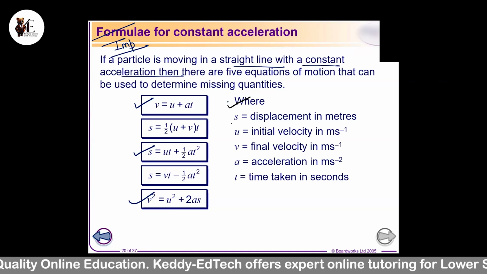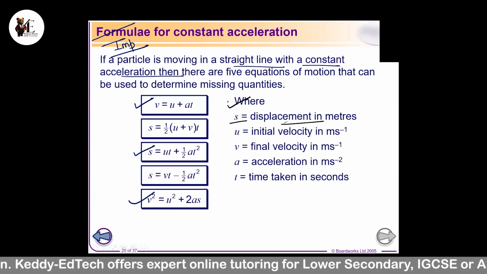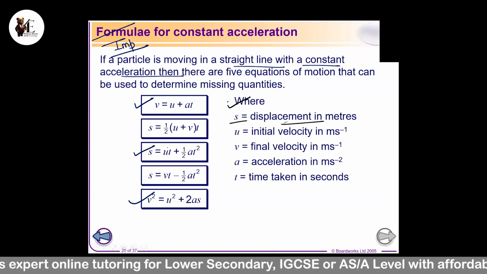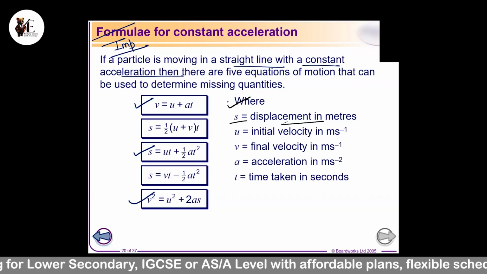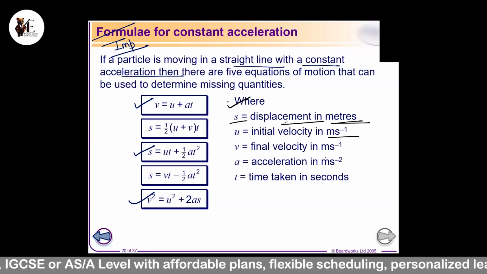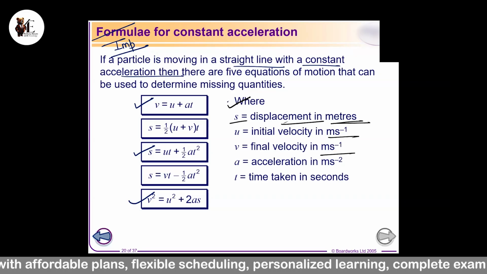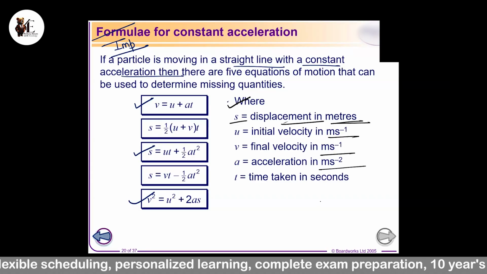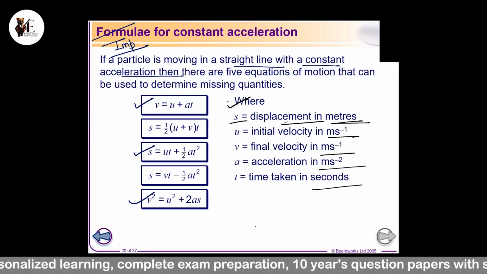So, in these equations, S is the displacement. Either it can be height or the distance, right? U is the initial velocity of the body, V is the final velocity, A is your acceleration, and T is your time period. Also, their SI units are listed. Meters for displacement, meter per second for velocities, meter per second square for acceleration, and seconds for time, right?